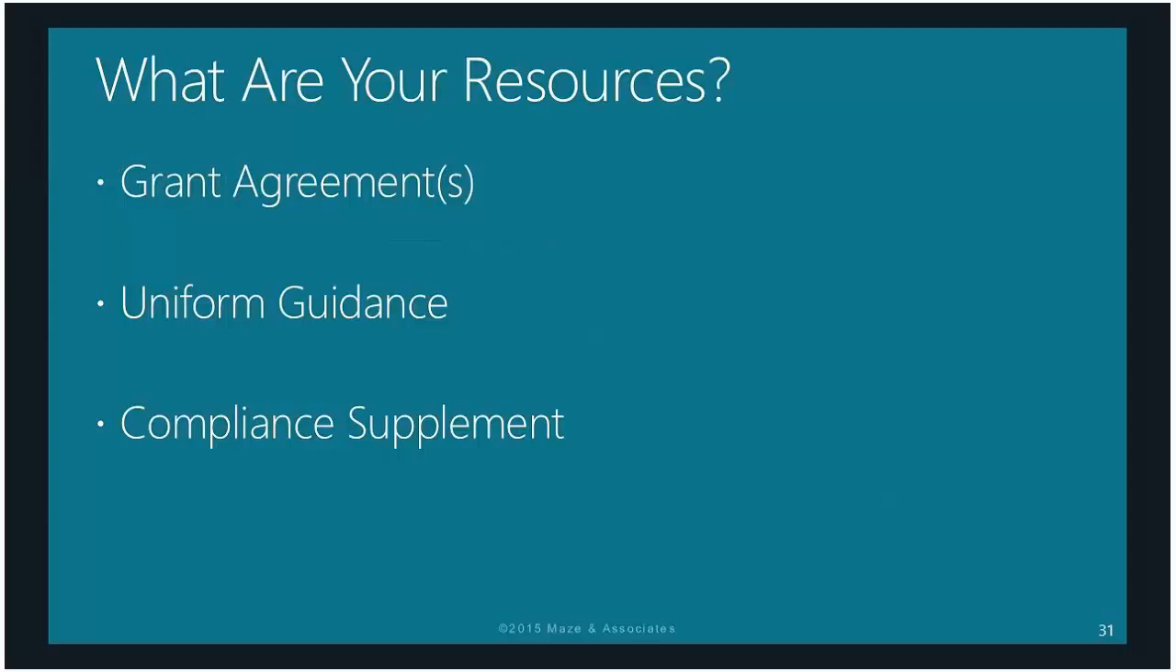So what are your resources as an auditee? Of course, the 3 main items I think about are first and foremost your grant agreement or grant agreements, and any addendums related to that grant program. The uniform guidance, and remember I provided a link on how to obtain a copy of it, and also the compliance supplement. I mentioned that the compliance supplement is something that us auditors use as one of our driving forces to test a single audit program, but we also provide this to our clients.